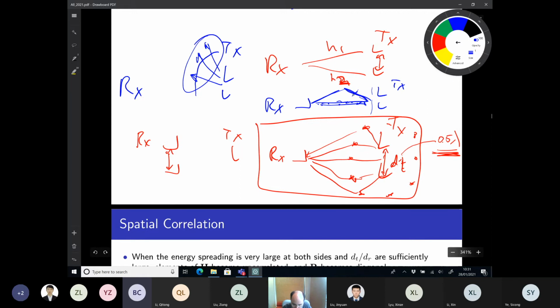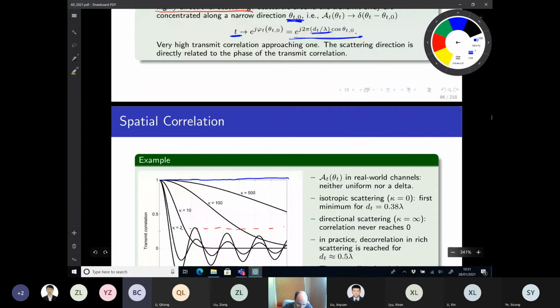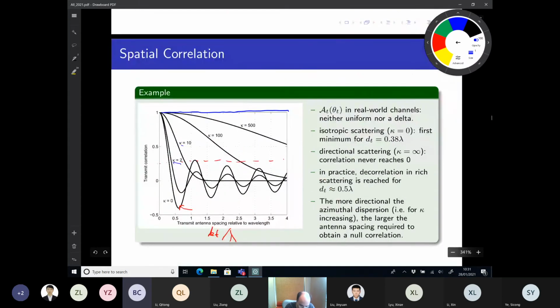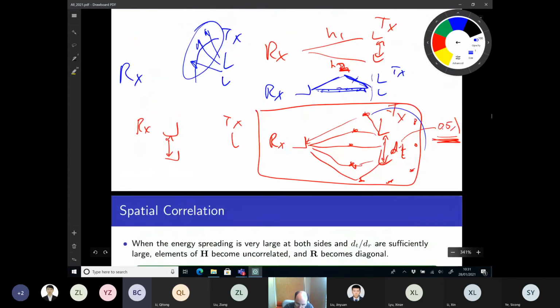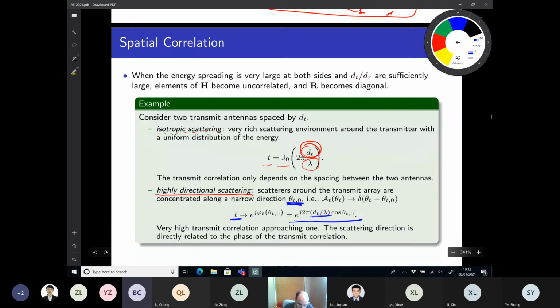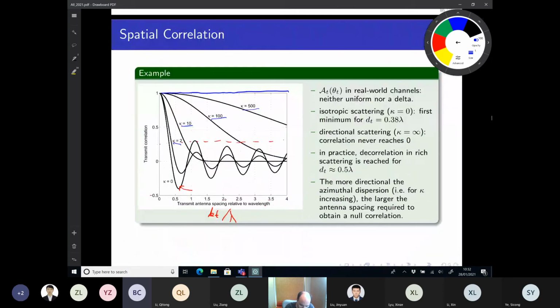Here you have zero angle spread. Here you have very large angle spread over 2 pi. Here you have something in between, right? And so if you have something in between, what happens is that you have this K2, K10, K100 and K500. As you increase this K value, essentially you go from something very isotropic to something very directive, right? In other words, as you increase this K, you decrease the angle spread here. So as you decrease the angle spread, you see that your correlation coefficient for a given distance will increase, right?